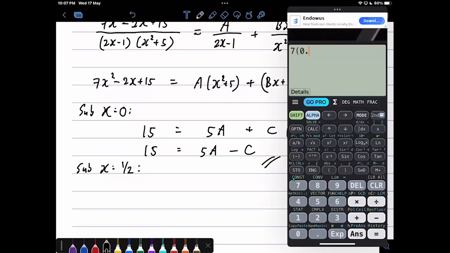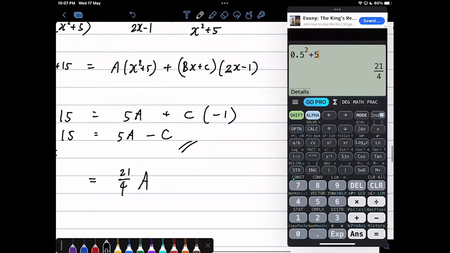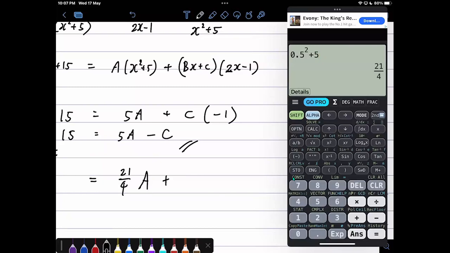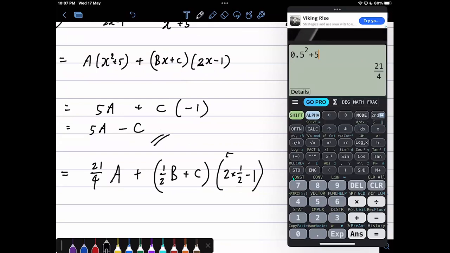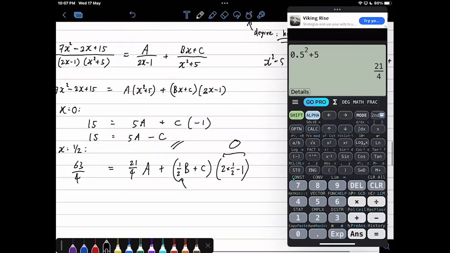7 times half power 2 minus 2 times half. It's 0.5 plus 15 is 63 over 4 equals this one, half squared plus 5, you get 21 over 4 times A, plus half B, plus C, bracket, times 2 times half minus 1. Oh, right. Zero. This is 0. So you actually didn't have to sub in here. If you know it's a 0 straight away, 0 times anything just becomes a 0.